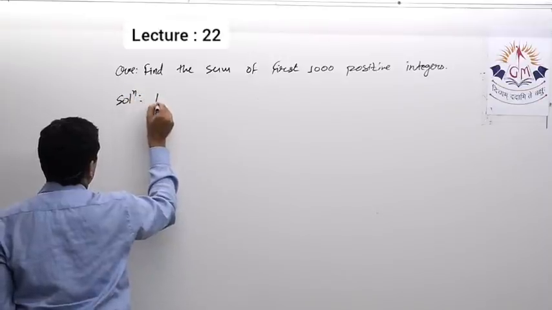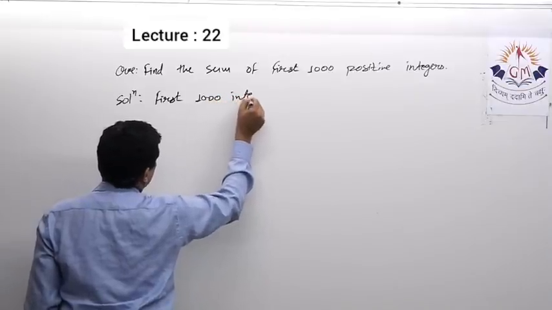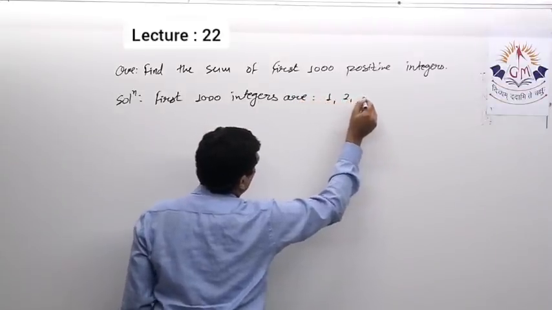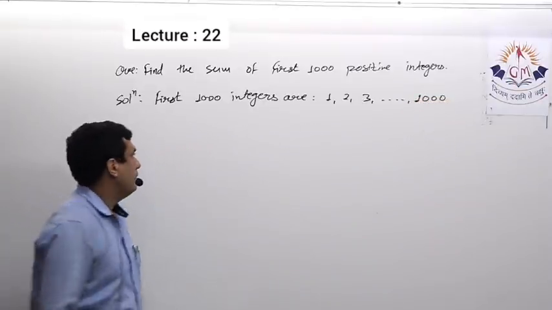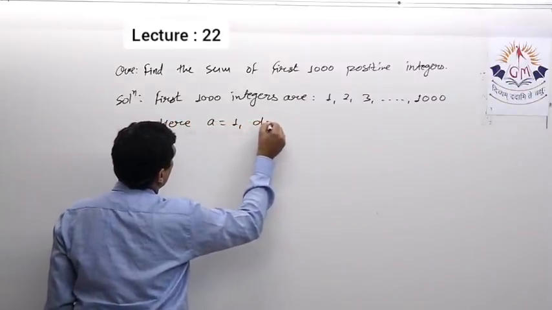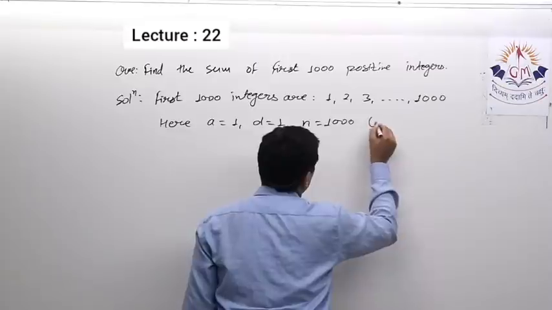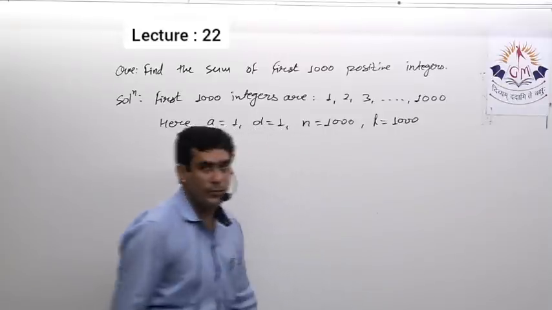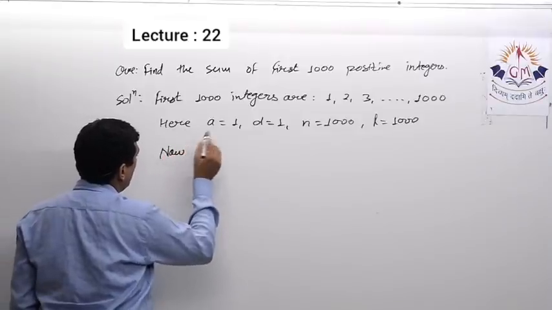So first 1000 integers are 1, 2, 3 up to 1000. Okay, so here I can say a is equal to 1, d is equal to 1 and n is equal to 1000. Also I can say L is equal to 1000 because the last term is 1000. Okay, so now I can find the sum of all these terms.